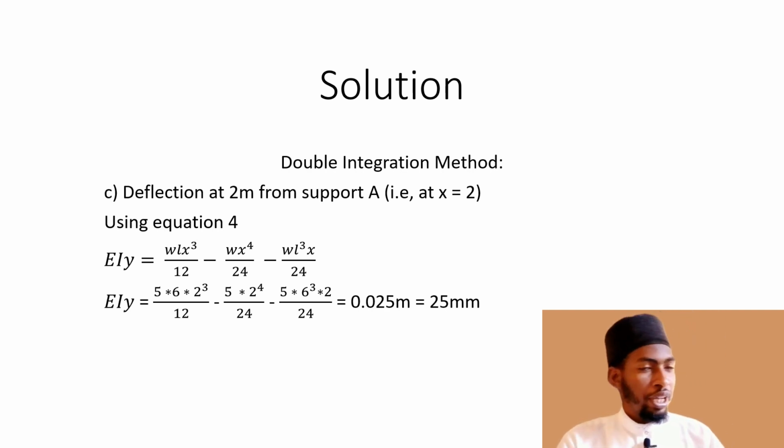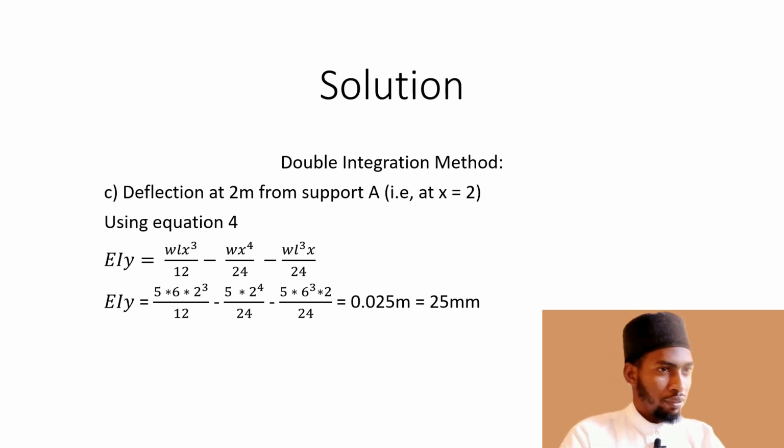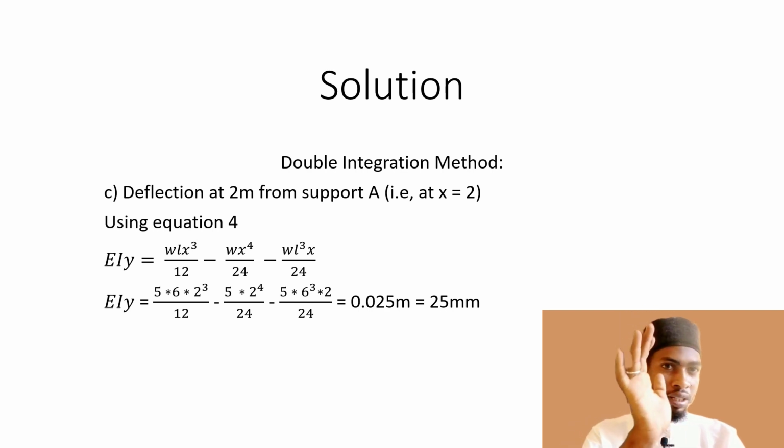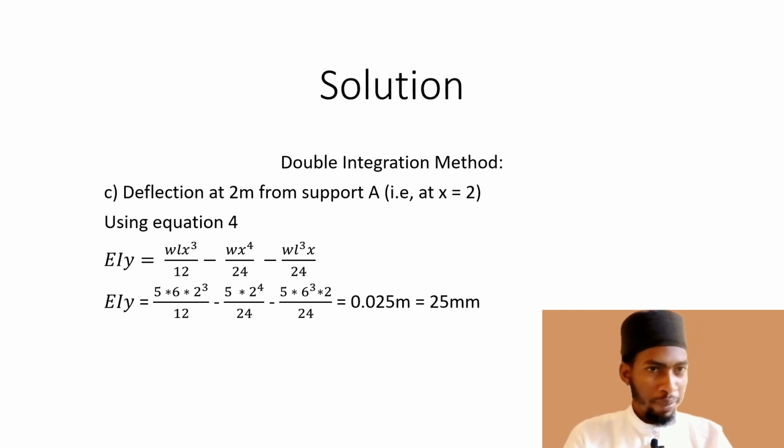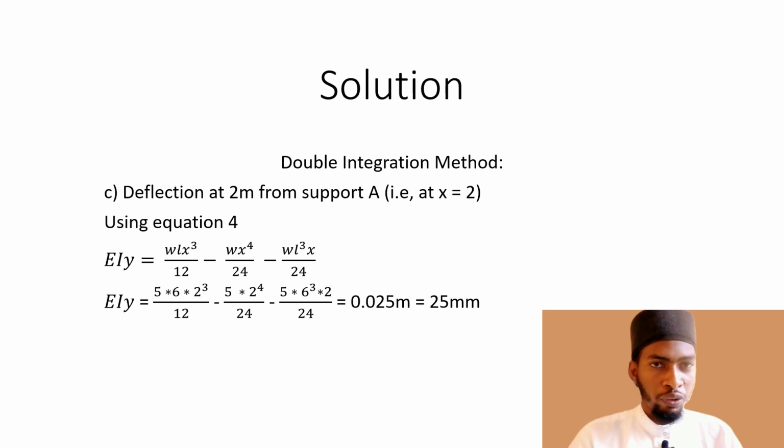Here we are not going to use the maximum slope deflection. We are going to use equation 4, that's before substituting L over 2 to get the y max. So this is the equation: WL x cube over 12 minus W x to the power 4 over 24 minus W L cube x over 24. If you go back to the video, you see the actual equation.